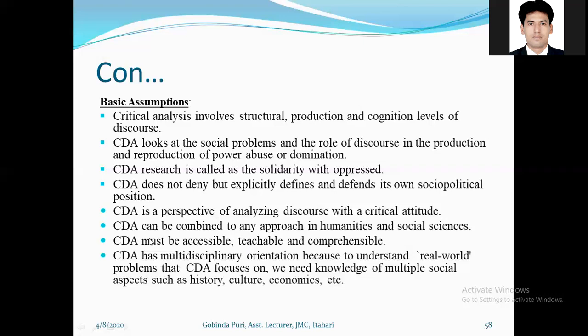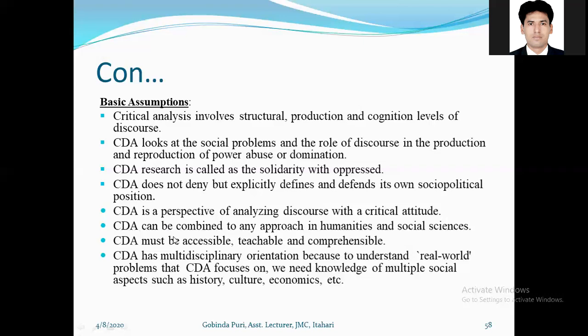Yeah. And CDA is a perspective. It is a theoretical lens only of analyzing discourse with a critical attitude. It always observes the phenomena from a critical point of view. Critical point of view means it does not blindly support. It tries to see the loopholes, the gaps in the society. So, critical attitude, CDA can be combined with any approach in humanities and social science.